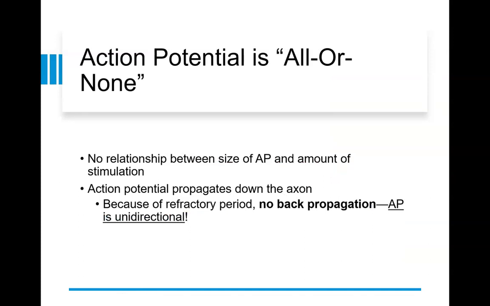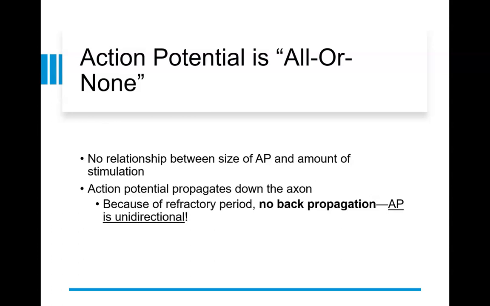Now, the action potential is basically all or none, whereas there is a relationship between the amount of stimulation that you get and the size of a local potential. There is no relationship between the size of the action potential and the amount of stimulation needed to produce it. If it's enough to get to threshold, it will always fire the exact same way.